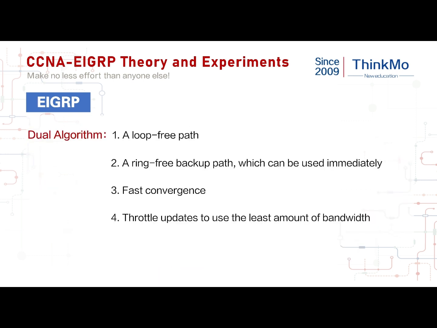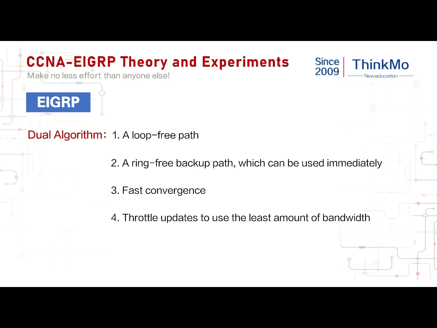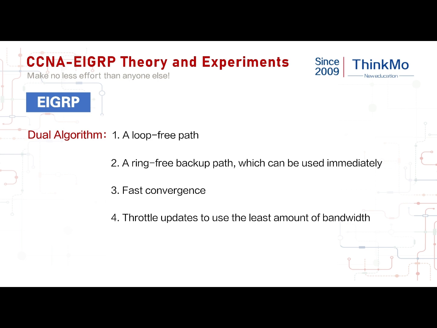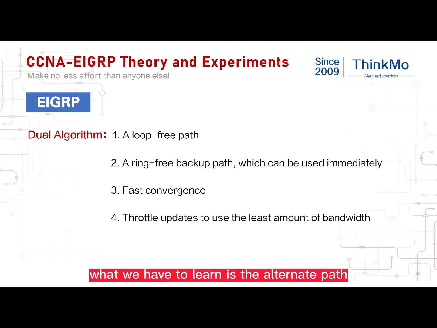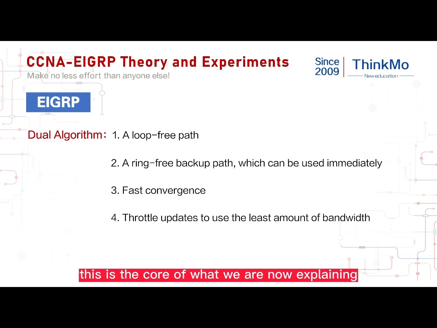Okay. Next we will learn the algorithm of EIGRP. The algorithm of EIGRP is called DUAL. The first is the acyclic path. You will learn this in the NP stage, because it involves how the algorithm draws the topology. We can't get into it at this stage because it is more difficult. What we have to learn is the alternate path, fast convergence. This is the core of what we are explaining now.